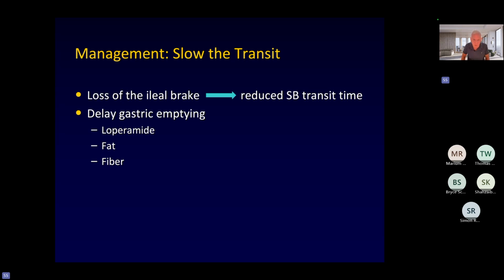Loperamide can be used, but also a diet. Remember, fat is a potent retarder of gastric volume, as is fiber. So the use of fat and soluble fiber are important nutritional elements, not only because of nutrient concentration and because of colonic salvage, but also to delay gastric emptying, which can partially compensate for loss of the ileal brake.